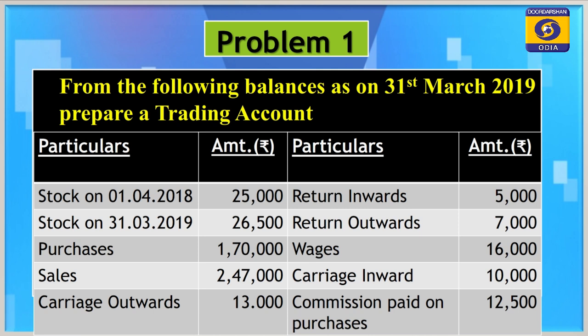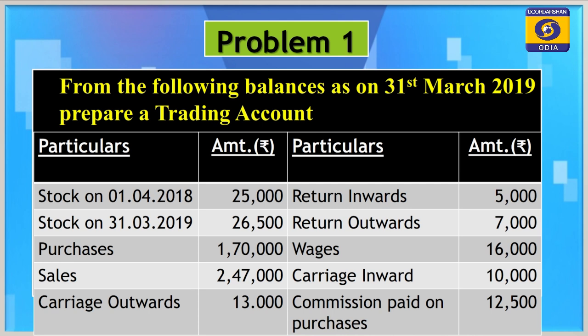Students, just take a look at all of these items carefully and let us scan through them. Stock on 1/4/2018 means it is opening stock. Stock on 31/3/2019 implies it is closing stock. Then we have the value of purchases. We also need to take a look whether there are any returns. Yes, the question is showing us returns, that is purchases returns or return outwards, that is 7,000.